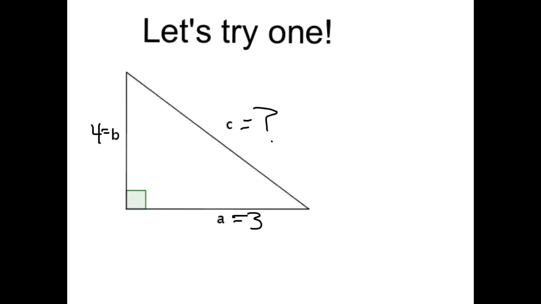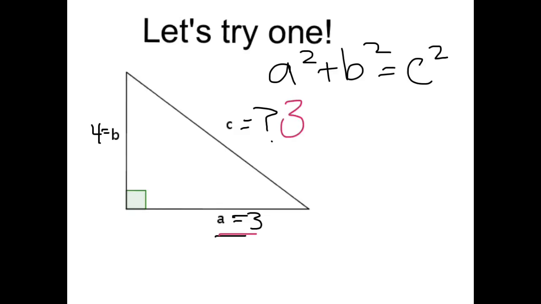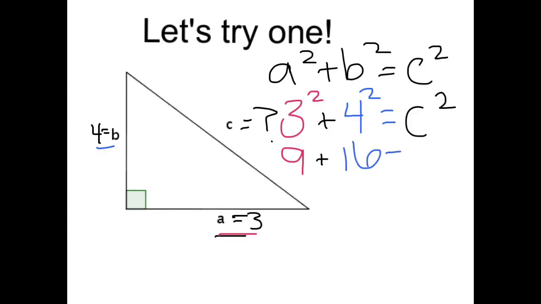Let's try one. Remember, leg A squared plus leg B squared is equal to the hypotenuse squared. So if our value for A is 3, we have 3 squared plus our value for B, which is 4, squared is equal to C squared. Now we know that 3 squared equals 9, and we know that 4 squared equals 16, but we still don't know C squared. But we can do 9 plus 16.